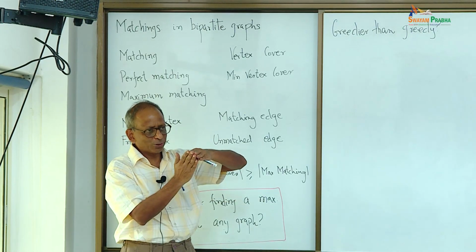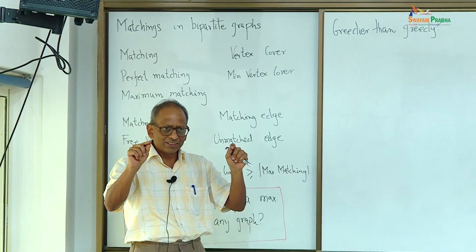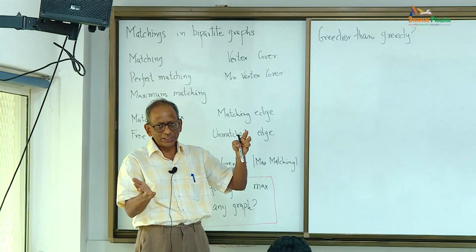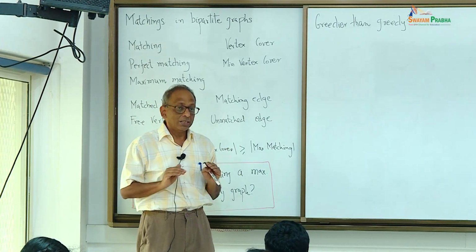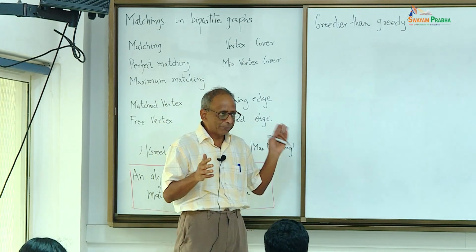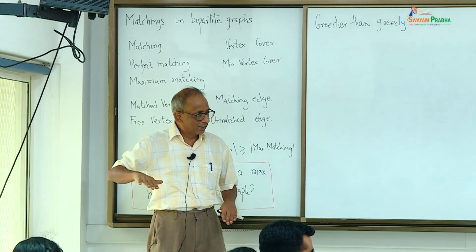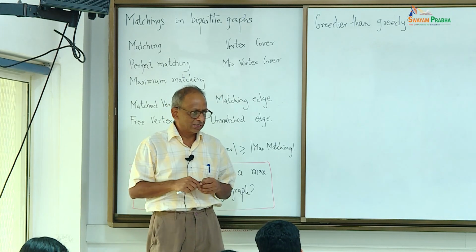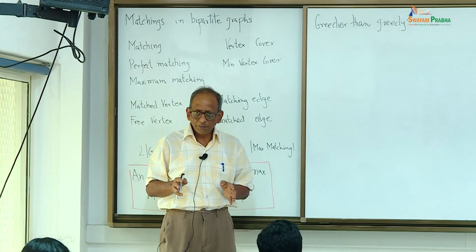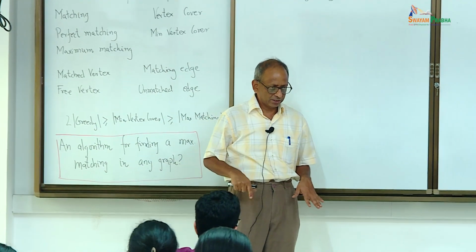Edges without conflicts is a matching. It can have one edge, it can have two edges, four edges. All of them are matchings. A maximum matching in a bipartite graph is the matching which has the most edges, the largest number of edges. A perfect matching is a matching where all vertices are saturated.